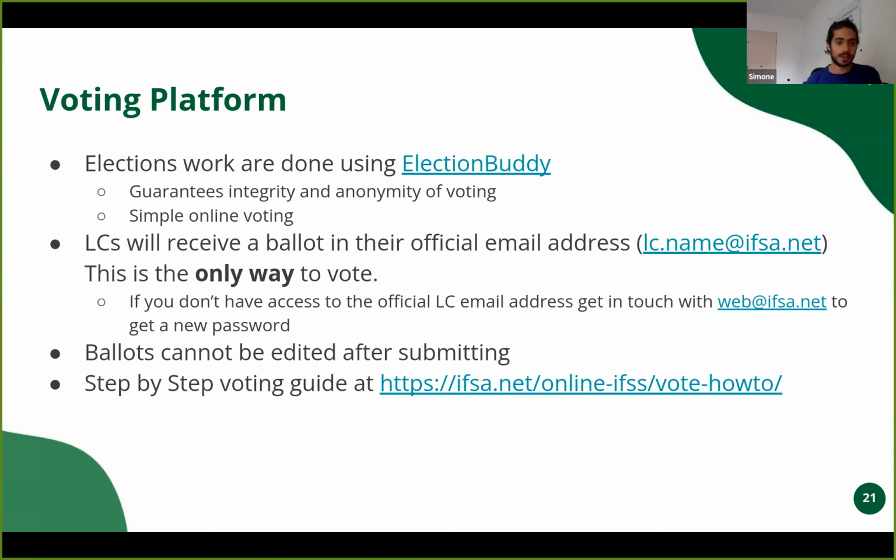And this is another crucial step. The only way to vote is to check your official LC email address, where you will get an email with your link to the ballot. The ballot is only for you, for your LC, and it's only going to be through the email. No other exception, no other way. If you don't have access to your LC email address, please get in touch with the web submission, and they will be happy to give you a password in 5 minutes. But remember that to vote, you need to have access to your official email address.